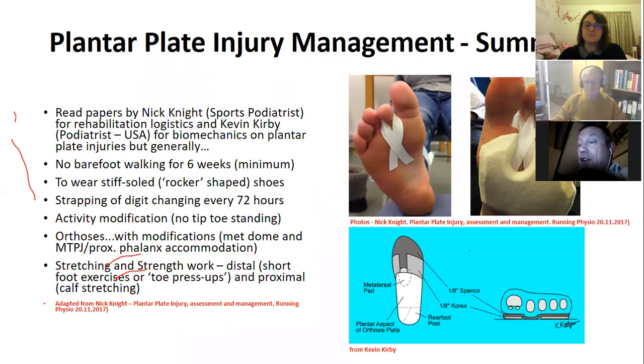Okay, so quite a lot going on there, but that's the plantar plate, a very important structure and a common cause of metatarsalgia and, you know, differential diagnosis of osteoarthritis or Morton neuroma or capsular damage as well.